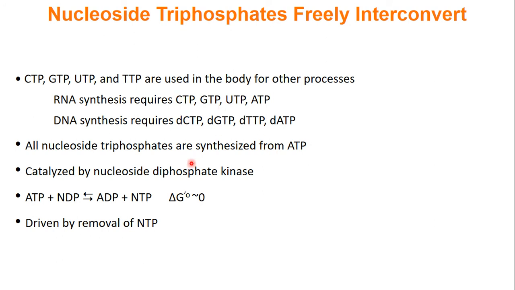And the enzyme that does this is nucleoside diphosphate kinase, where you take ATP and the nucleotide in its DP form, and you just take a phosphate from ATP and put it on this nucleotide. Delta G is roughly 0, so this can work in reverse, no problem. But the way that this moves to the products is that when NTP is created, it's used by one of these processes. So the other NTPs in the cell are kept low, so you're going to keep making these NTPs.